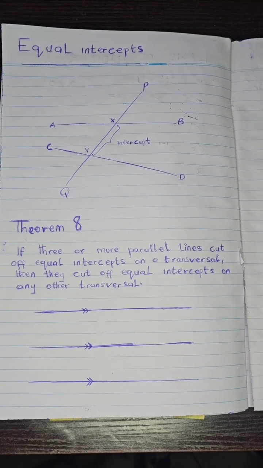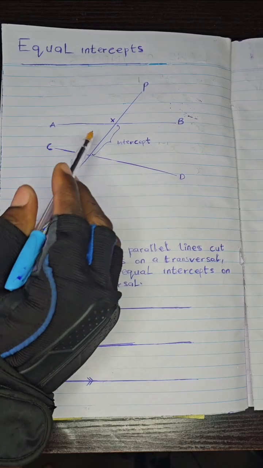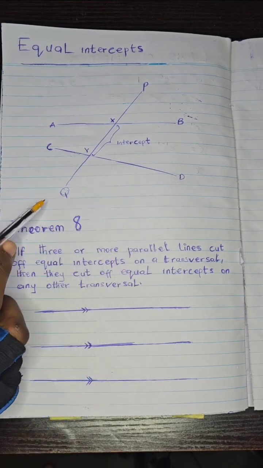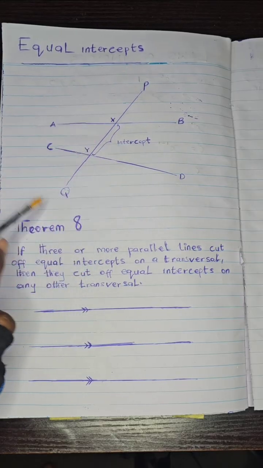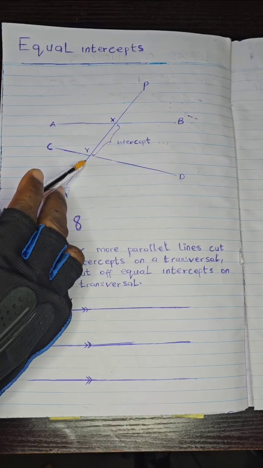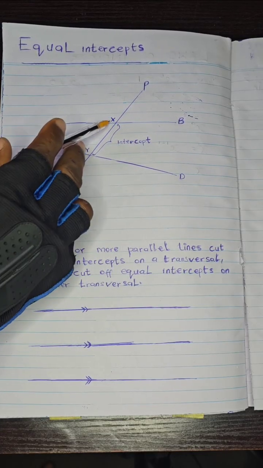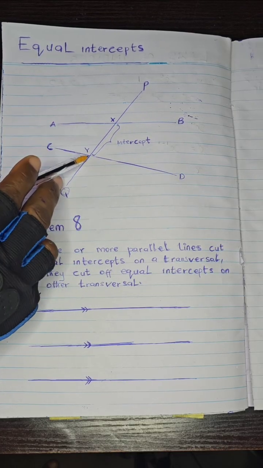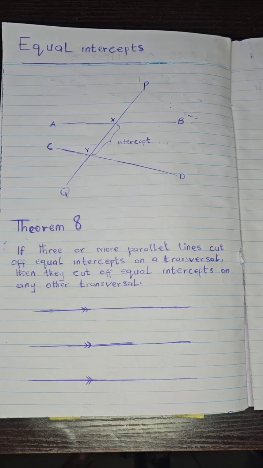This class I'm going to deal with equal intercepts. When you have a line AB, another line CD, and a transverse line through them, let's call it PQ. The point at which the line passes through the line is called the intercept. Let's call this XY the intercept. You see, the point at which it transverses through the line is called the intercept. We're not talking about these ones out.